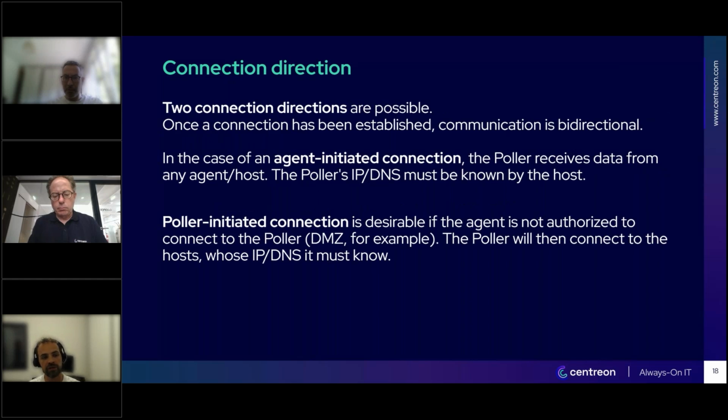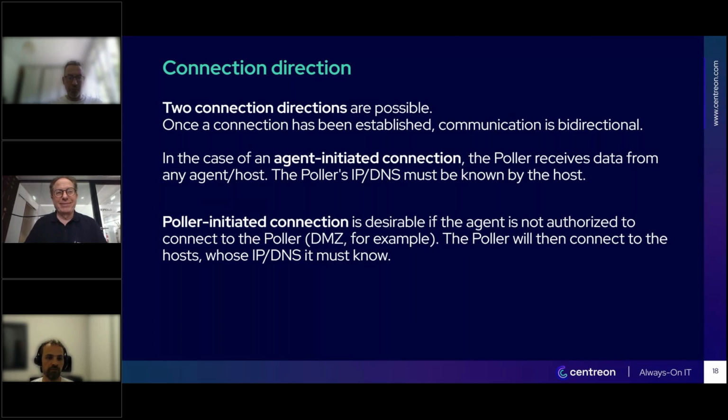About connection direction. There are two connection directions for the agent: the agent can connect to the poller, or the poller can connect to the agent. The first one could be the more common, I think, but it depends on your constraints. In the first case, I give the agent the poller IP or DNS, and the agent will connect to the poller on a dedicated port. The poller IP or DNS must be known on the host side.